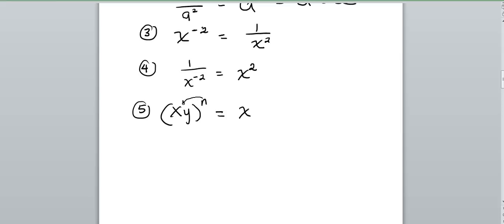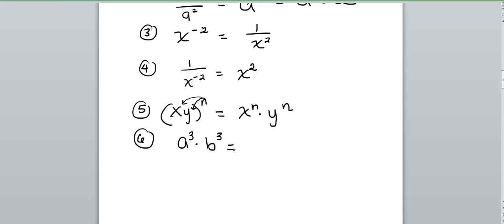All you do is what I call distribute. So for each one, you just tag the n exponent. So x to the n times y to the n. Okay? Number 6. What if you had a cubed times b cubed?